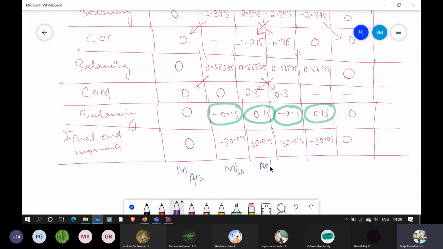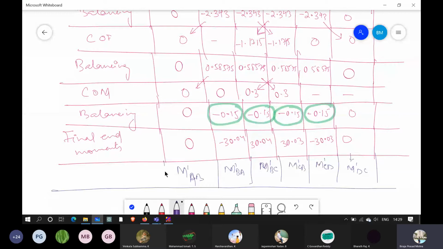Now why did I give M dash? Because these are the final end moments considering sway. The previous ones, MAB, MBA, MBC, were without considering sway. So these are the values.